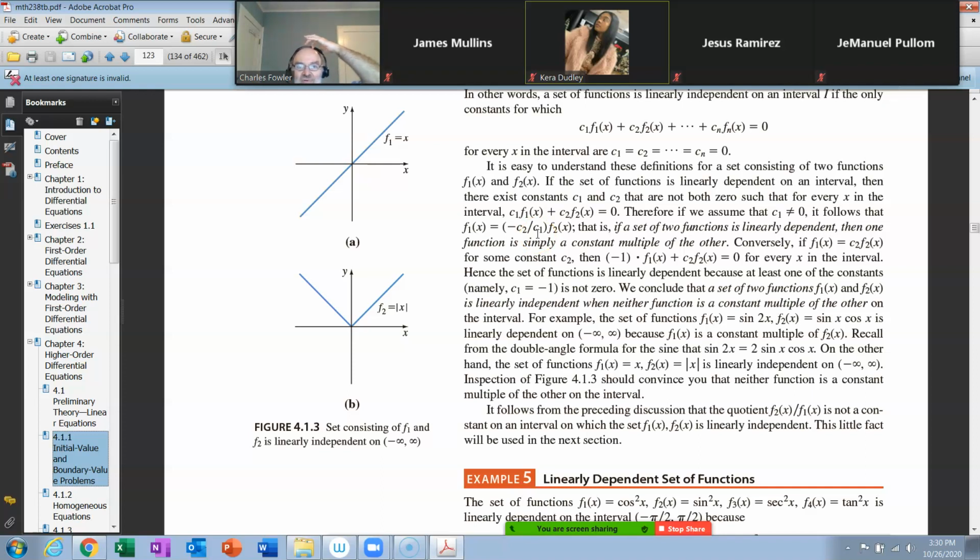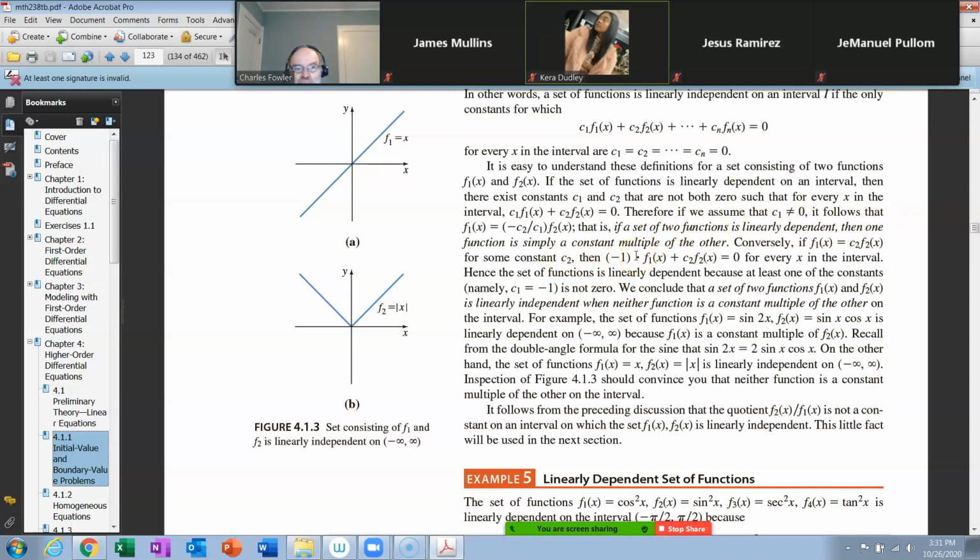C1 cannot be 0, so negative C2 over C1 is just a number, and that means they are multiples of each other. That is, if a set of two functions is linearly dependent, then one function is simply a constant multiple of the other. Now if you have 5, 10, 15 of them, you won't be able to see them. But if you only got two, one of them is going to be a multiple of the other every time.